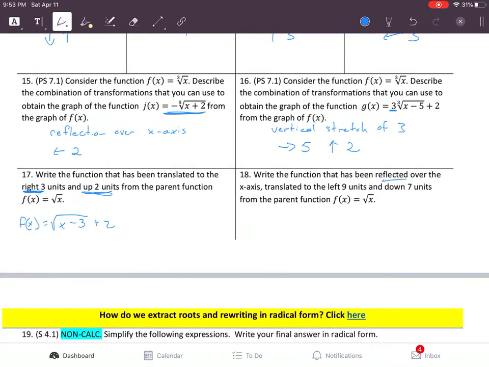So next one, I'm going to reflect over the x-axis, which means it's going to be negative. Okay, the square root of x. It's going to be translated to the left by 9, which means you're going to be plus 9. And then it's going to go down by 7, which means you're going to be minus 7 on the outside. We're going to put f of x in front of it to make it a function.